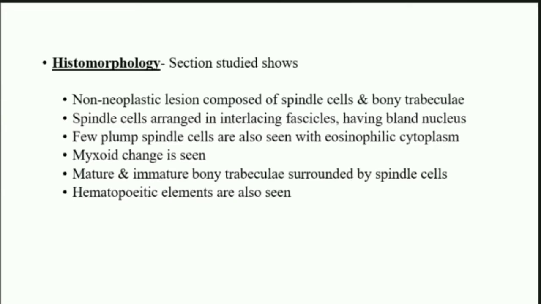And coming to histomorphological findings, we considered it as a non-neoplastic lesion composed of spindle cells and bony trabeculae, and a few spindle cells arranged in intersecting fascicles having a benign nucleus. Few plump spindle cells are also seen with eosinophilic cytoplasm, and a few areas were showing myxoid changes, and mature and immature bony trabeculae surrounded by spindle cells, and hematopoietic elements are also there.